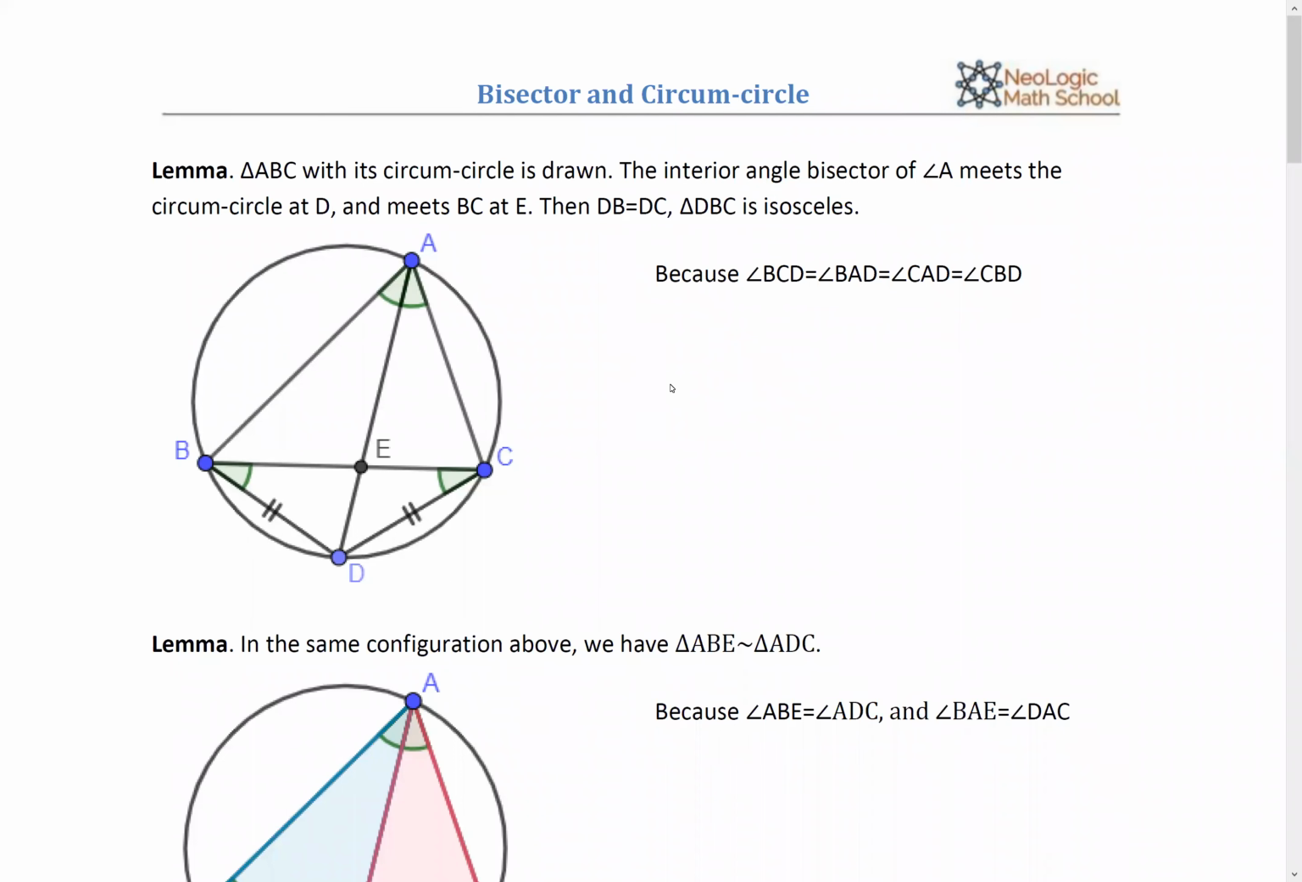We have been talking about angle bisectors lately. So today I want to introduce another interesting configuration, which is if you draw the circumcircle of the triangle. You have triangle ABC inscribed inside the circle, and you draw angle bisector AD. So this angle equals this angle, and it meets the circle at point D.